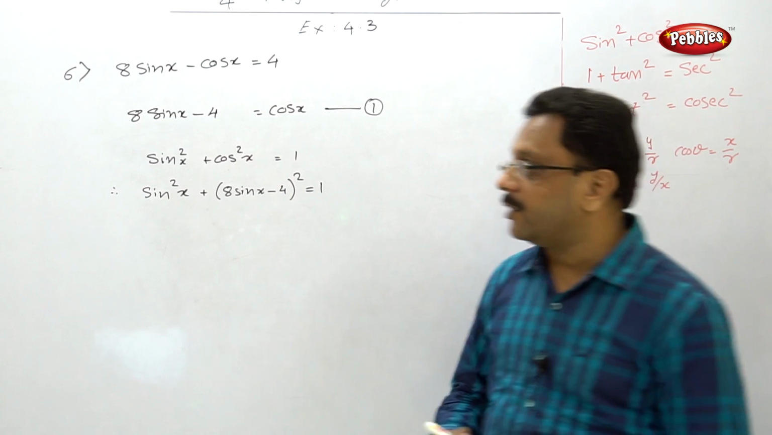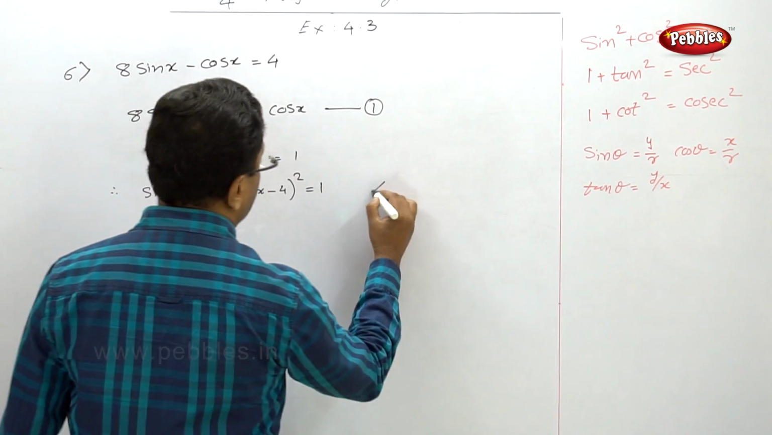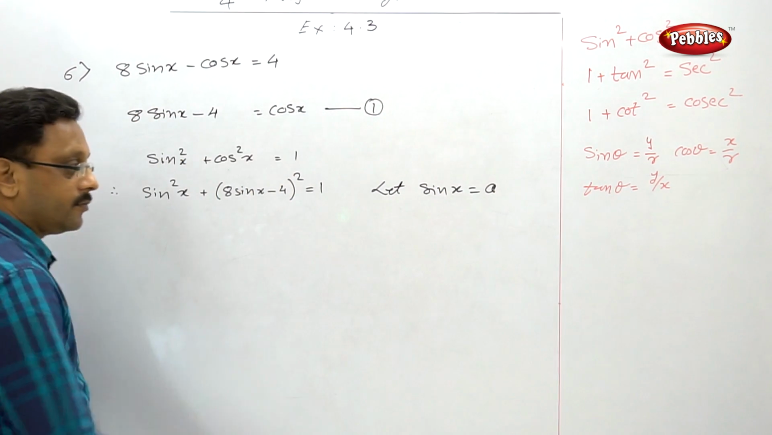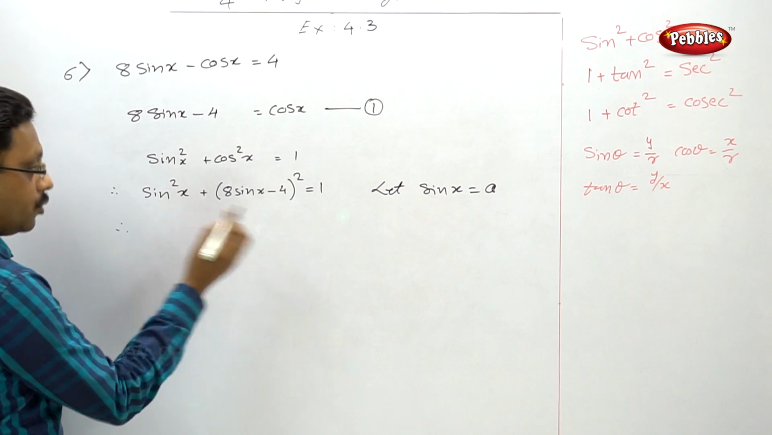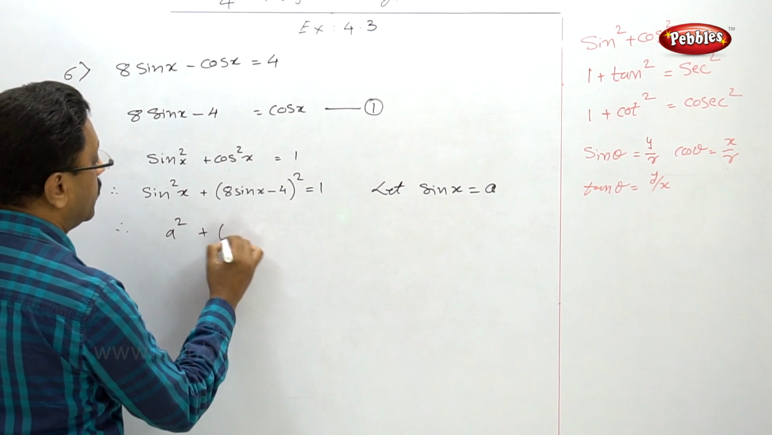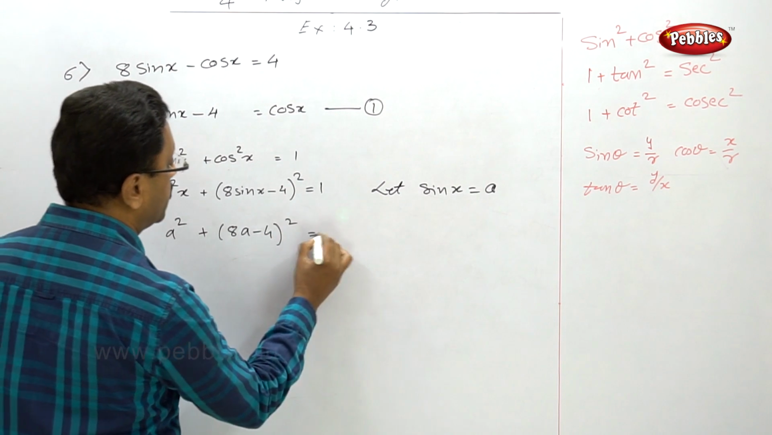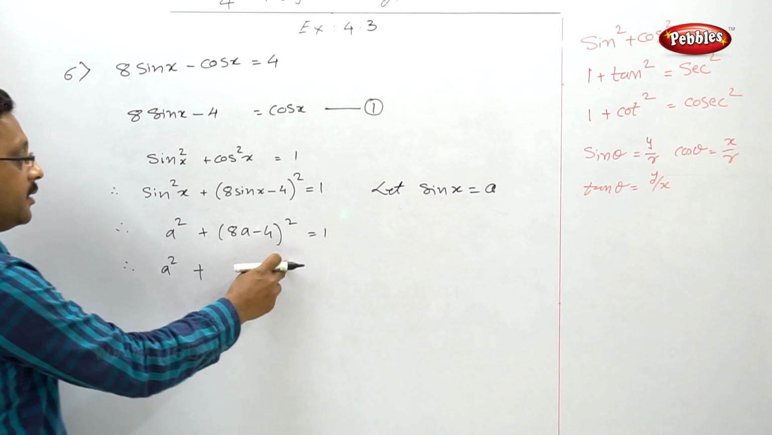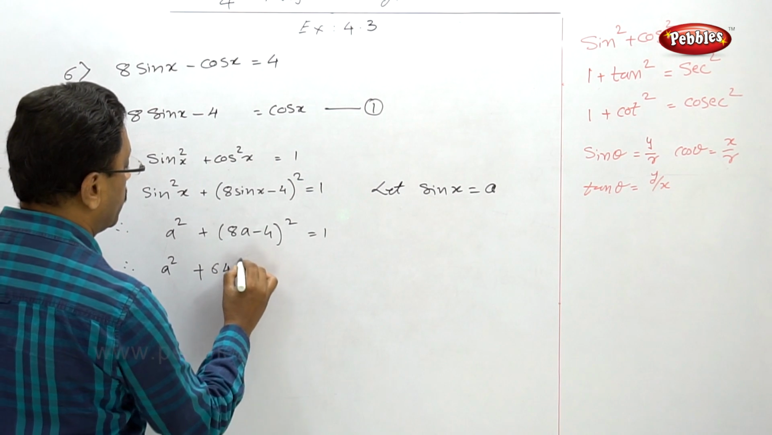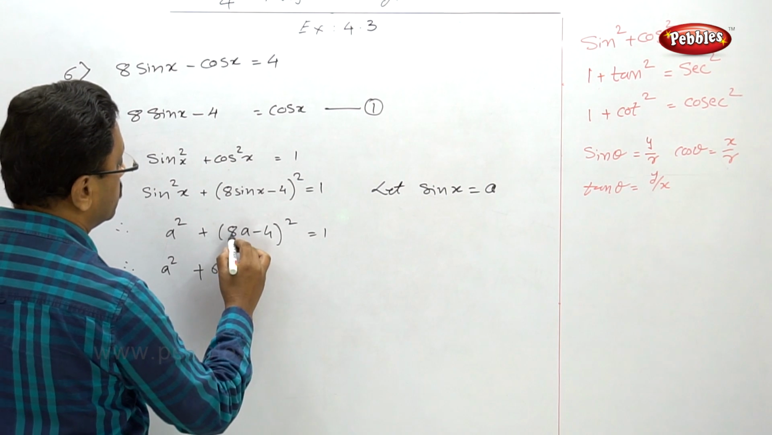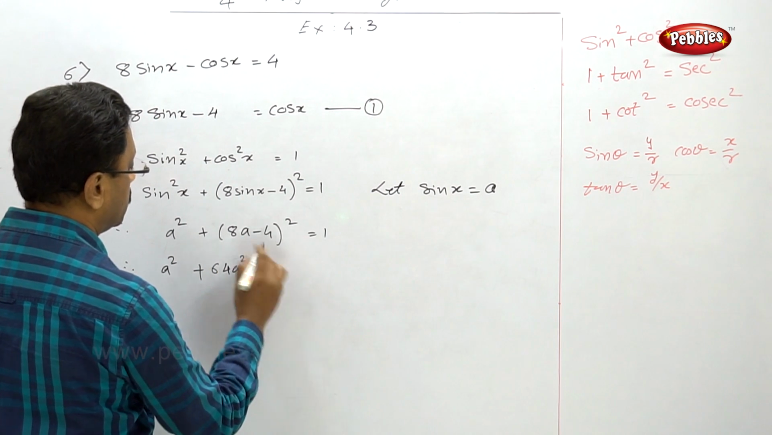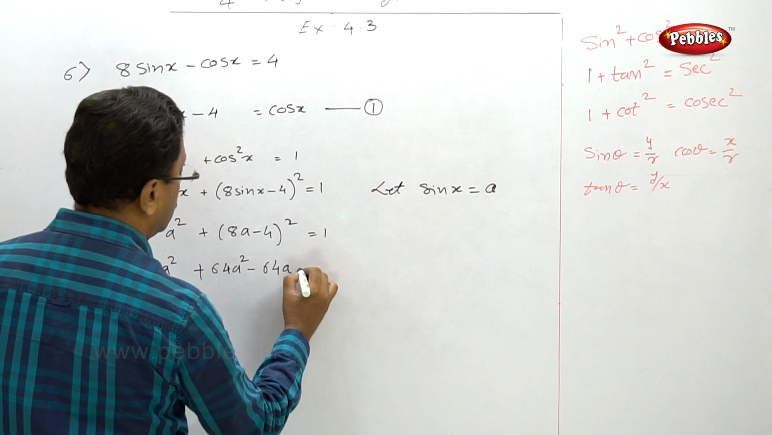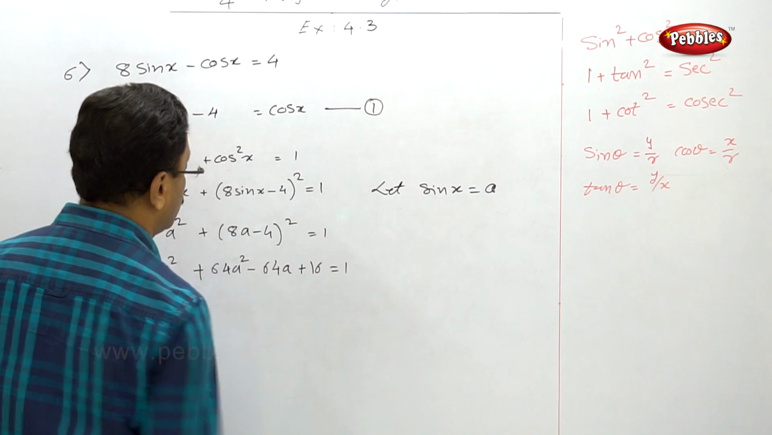So a simple method I'll tell you: let sin x be equal to a. So we will have a square plus (8a minus 4) square equal to 1. So we have a square plus, we have to expand this, 64a square plus 64a plus 16 is equal to 1.